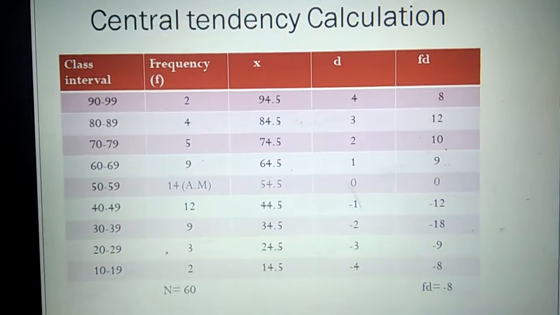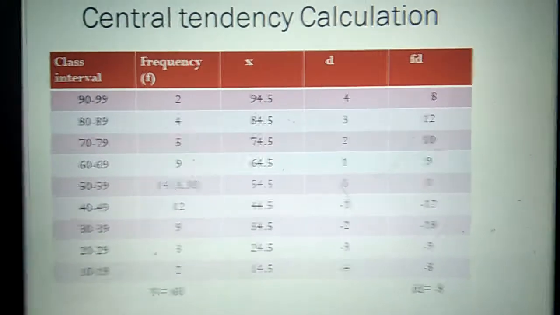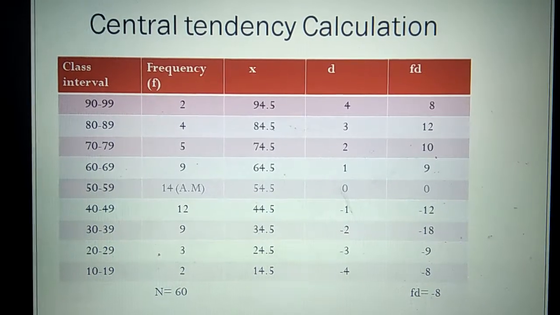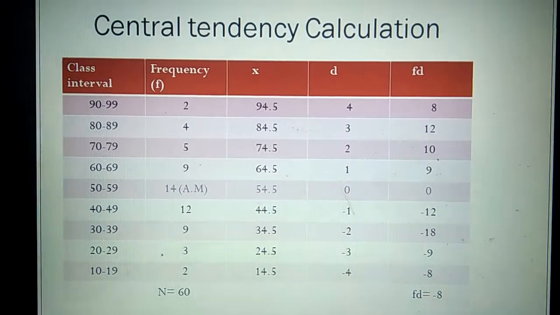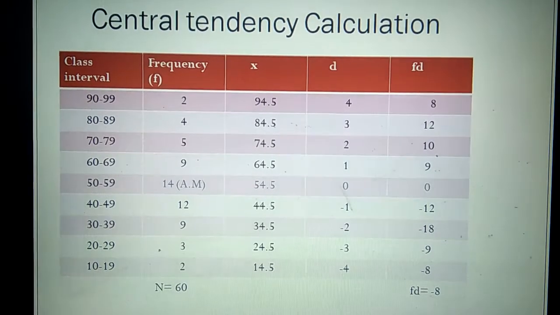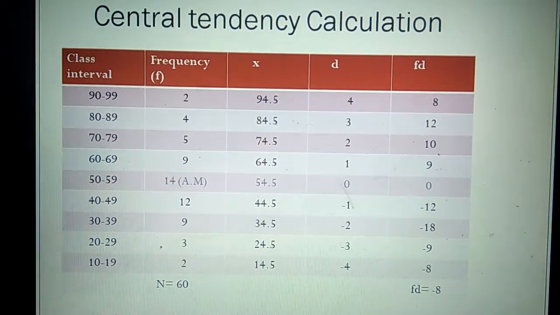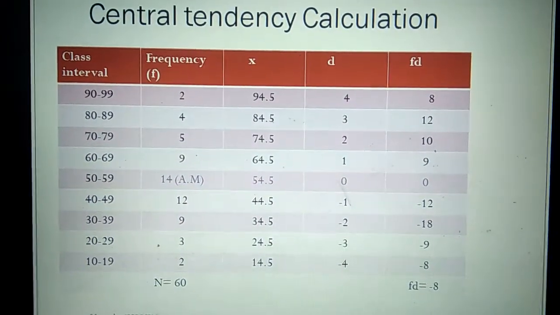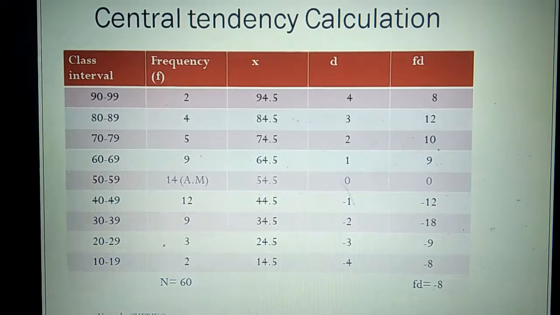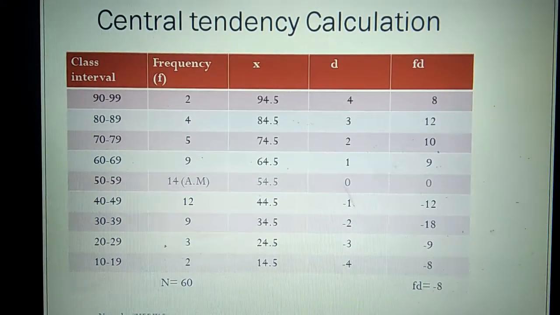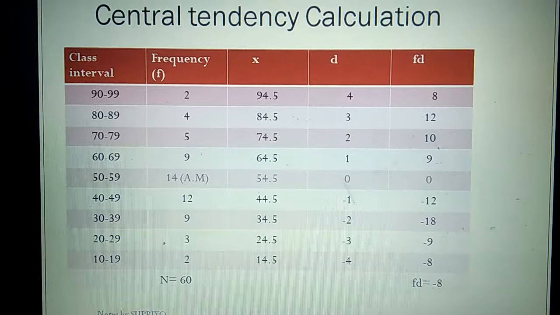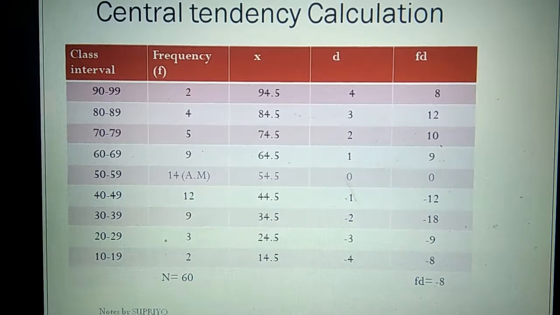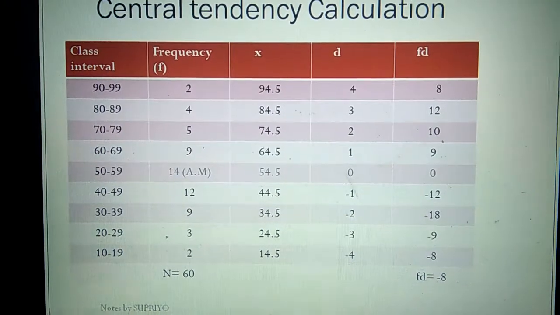Now, in order to calculate the central tendency, we take this as an example. So, we see that the class interval over here is written as 90 to 99, 80 to 89, 70 to 79, 60 to 69, 50 to 59, and so on, till 10 to 19. Now we have the frequency given for the following class intervals, which are on the second column, and it is 2, 4, 5, 9, 14, 12, 9, 3, 2.